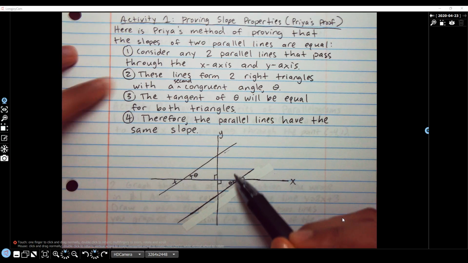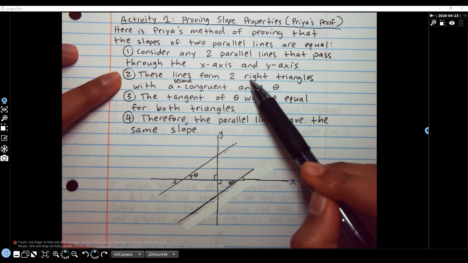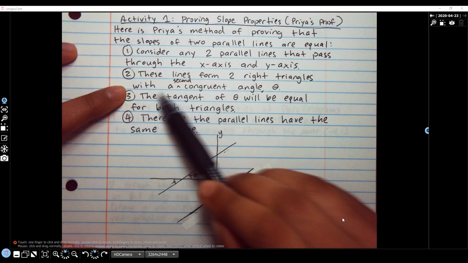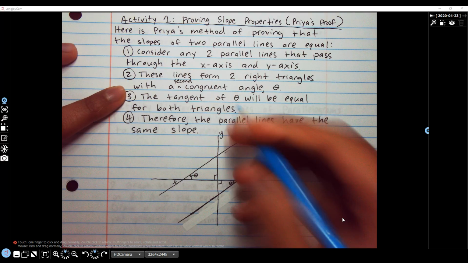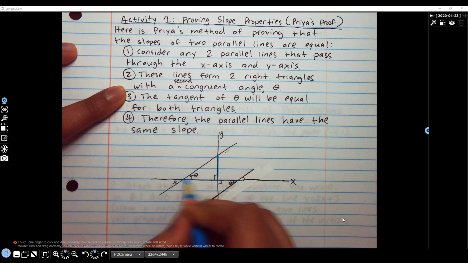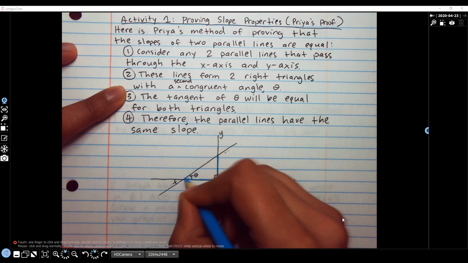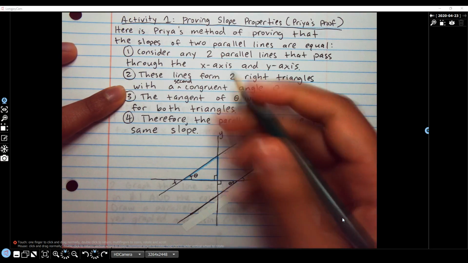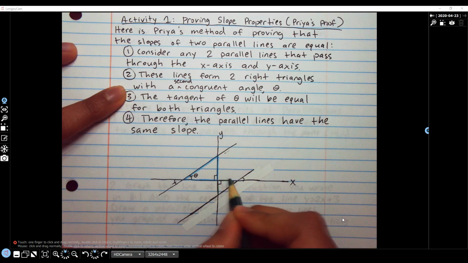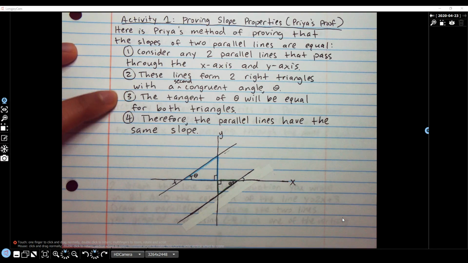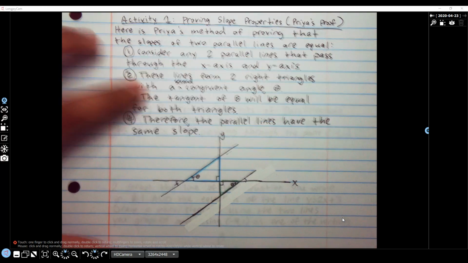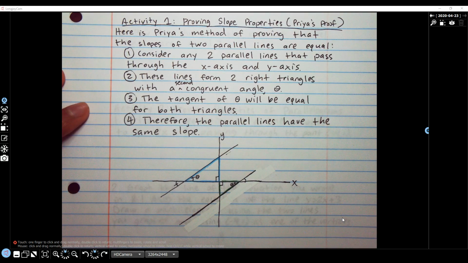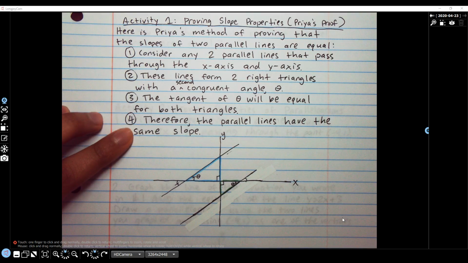The second part of our proof says these lines form two right triangles with a second congruent angle, theta. So I'm just going to highlight these two right triangles so that you can see them clearly. So we've got one over here, and then we've got this one here in green. The tangent of theta will be equal for both triangles. Okay, so this is kind of going back to our trigonometry unit. So try to think about what the tangent ratio was. Number 4, therefore the parallel lines have the same slope.